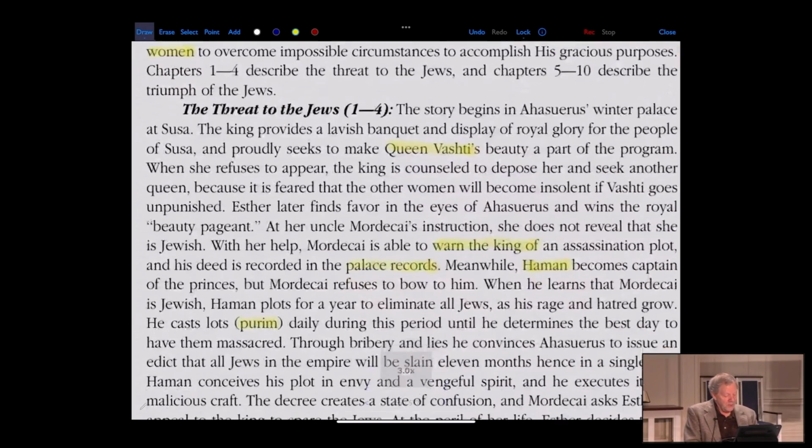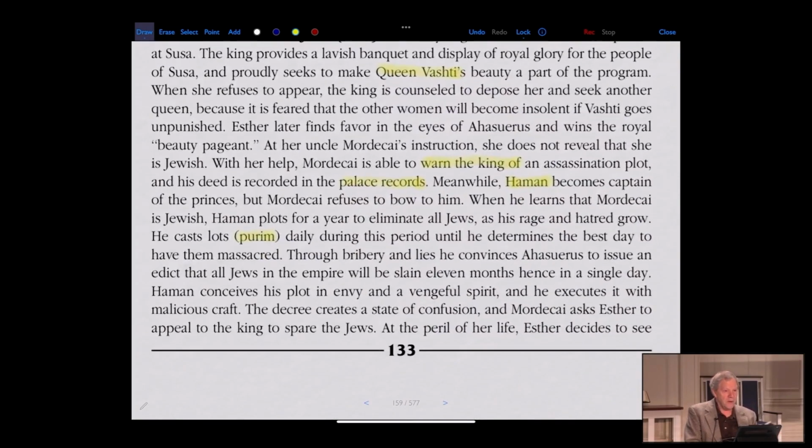The best way to have him massacred. So apparently he's got some vehicle that's going to determine, when he throws the dice, a particular day that's optimal for the destruction of the Jews. What forces he's trying to evoke.